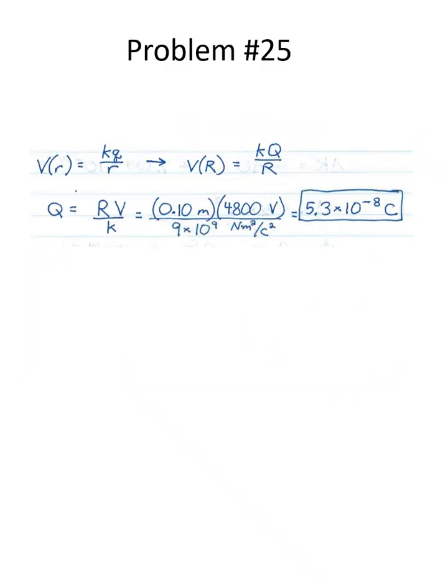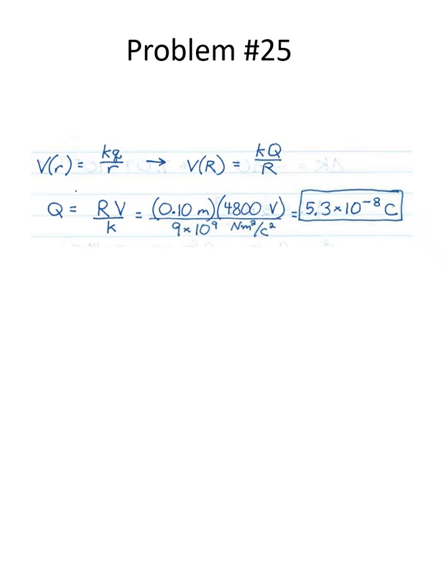Number 25. The potential at the surface of a 10 centimeter radius sphere is 4.8 kilovolts. What is the sphere's total charge, assuming charge is distributed in a spherically symmetric way? You can read about a sphere. It's a bit more complicated than an example, slightly, in example 22.3 in the book.